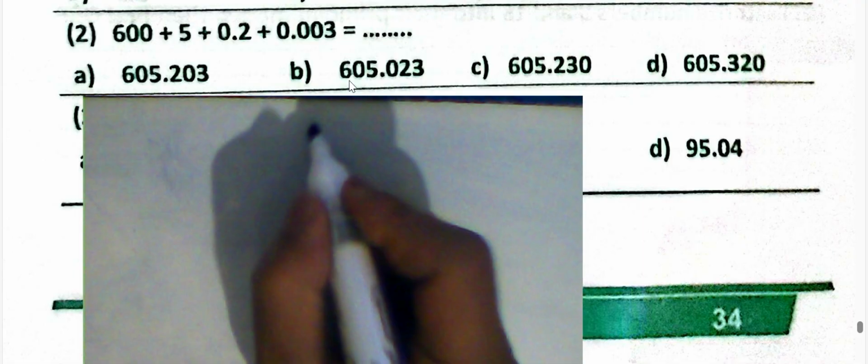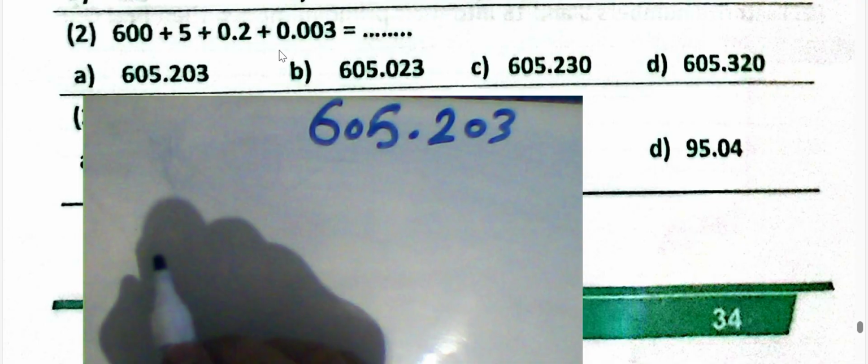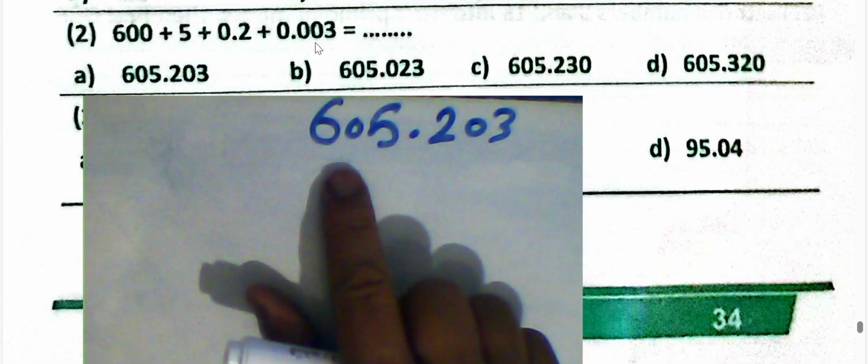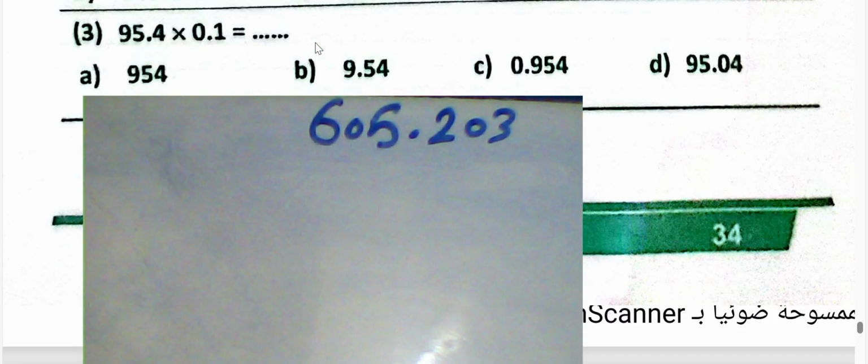Write the number in standard form. We have here 600 plus 5, it will be 605, and we have 2 tenths and 3 thousandths. We don't have hundredths here, so we write 0 in this place. 605 and 203 thousandths.